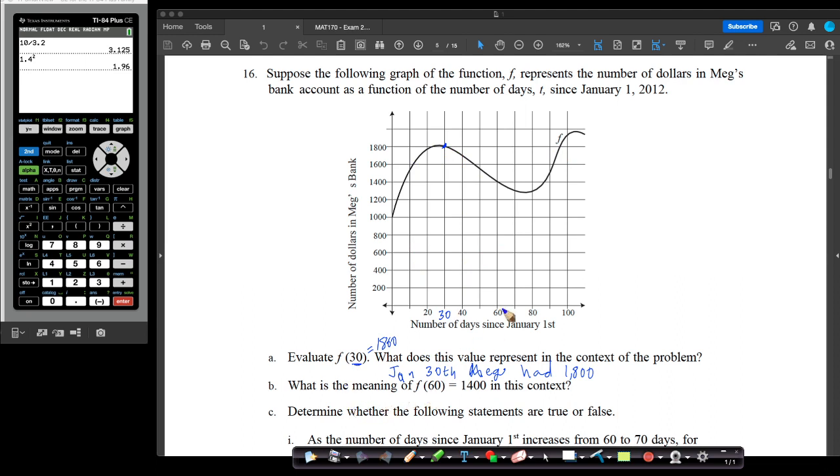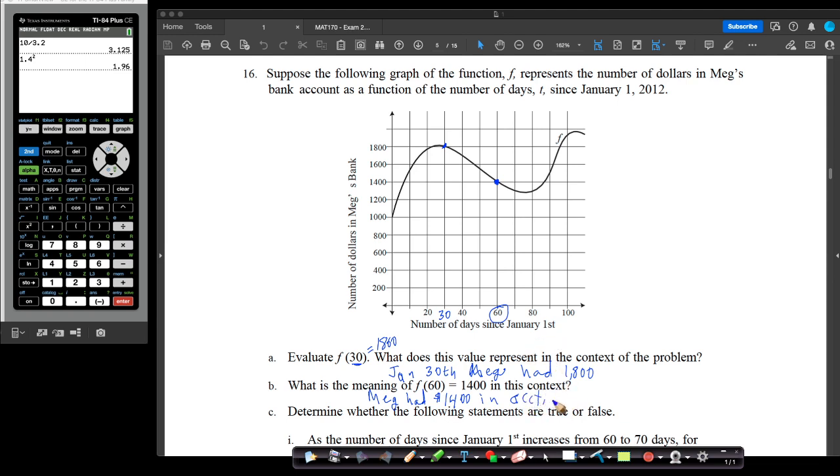What is the meaning of f of 60? Well, f of 60 means 60 days since January 1st, and that's what the input is. And as you can see, the output will be the y value. So we come to here, it is 1,400. So it means Meg had $1,400 in her account 60 days after January 1st.